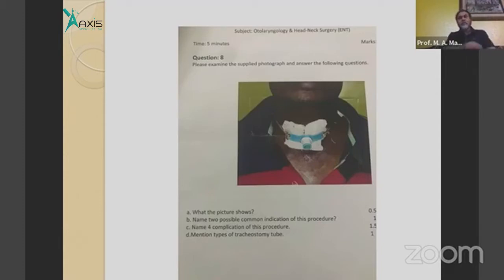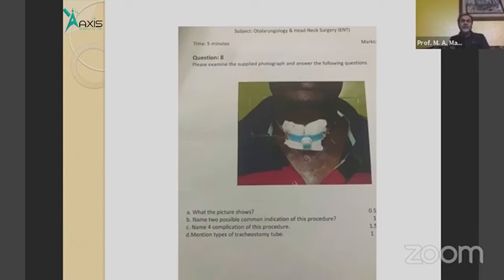Now, another question on tracheostomy: how to manage a tracheostomy patient. This is a question for the oral examination as well as for the written paper. Answer under three headings: care of the patient, care of the wound, and care of the tube.